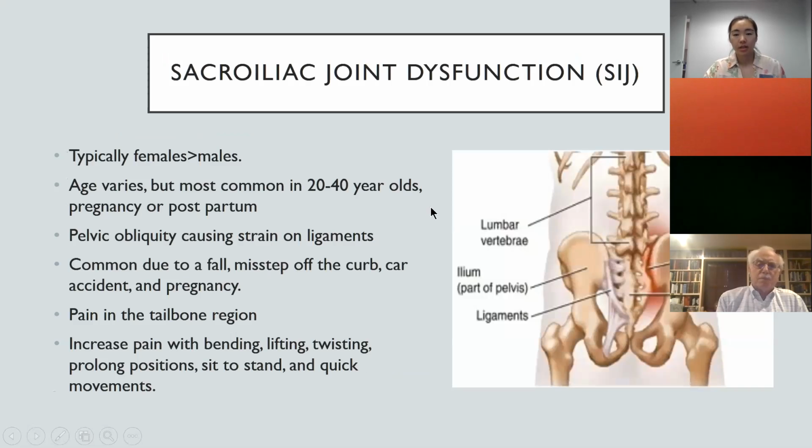Alrighty. So then this next one is what we call sacroiliac joint dysfunction.